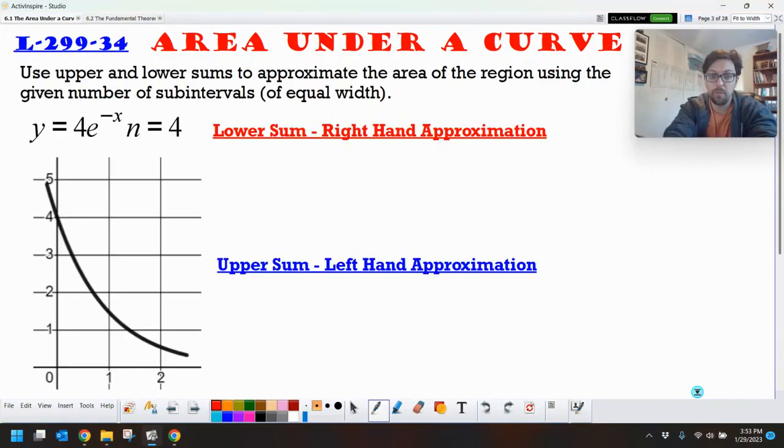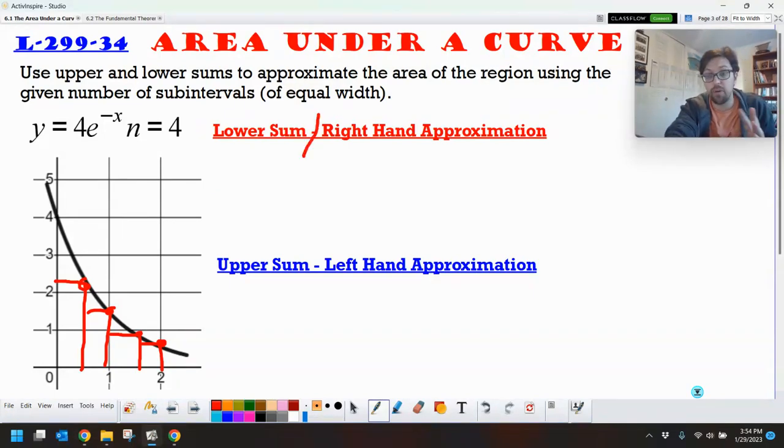What we are looking for with a lower sum is all our rectangles are below this curve. But if we wanted a right-hand approximation, that means that all of our rectangles should be touching on the right-hand corner of them on the actual curve. So you can see all of these points are connected. In both of these examples, the right-hand approximation ended up being a lower sum. Don't connect those two. These are disjoint ideas.